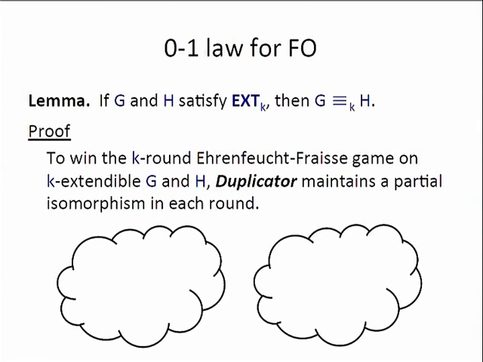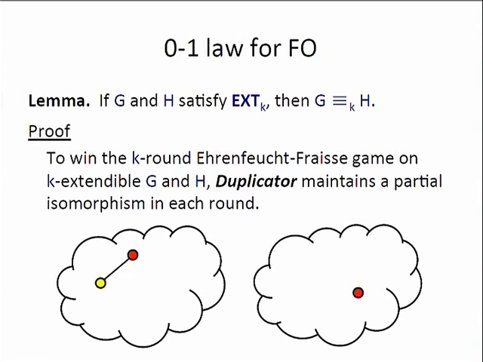So the first lemma about this k-extendability is that if we have two graphs, G and H, which are both k-extendable, then they're k-equivalent. They satisfy the same first order sentences up to quantifier rank k. And this is something we can show very easily by considering the Ehrenfeucht-Fraïssé game. So what we have to do is take two k-extendable graphs, G and H, and give a winning strategy for Duplicator in the k-round game. And this is extremely simple, because all we need to do is just match partial isomorphism in each round.